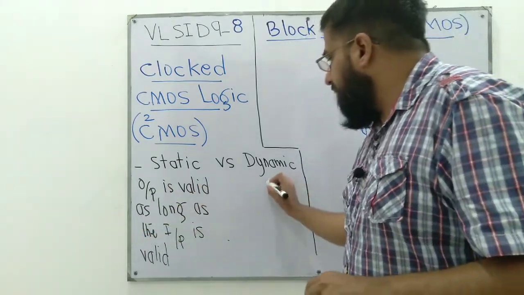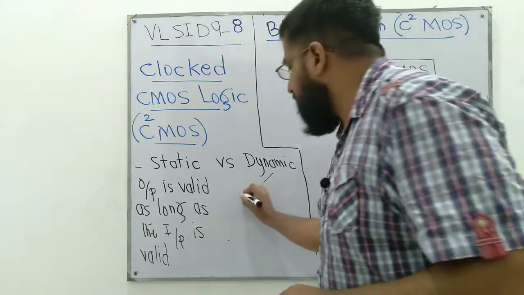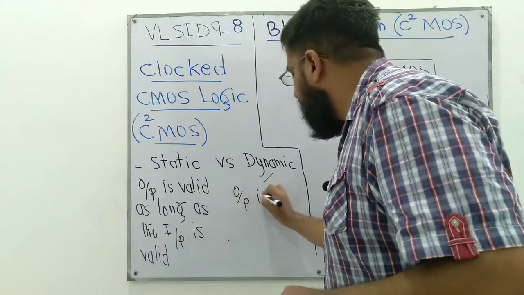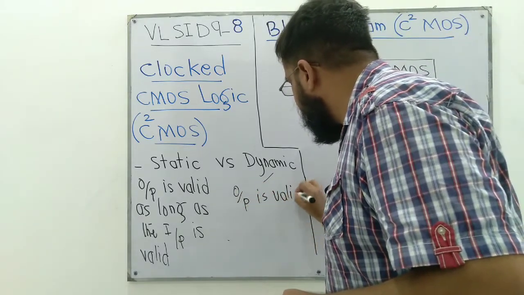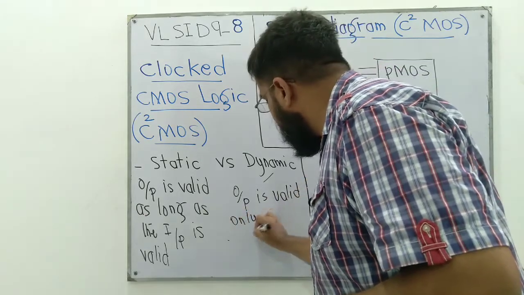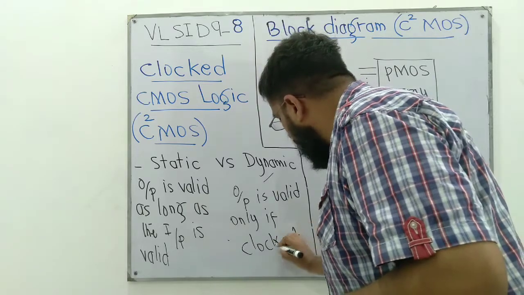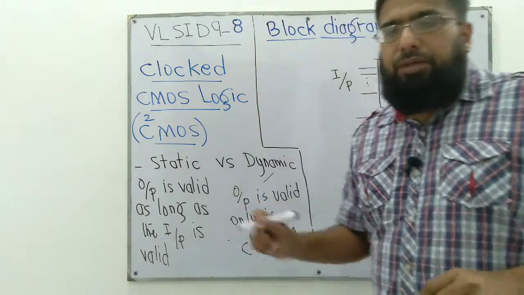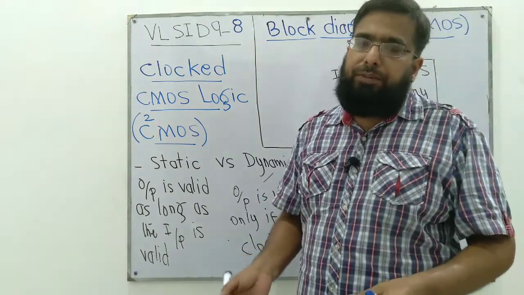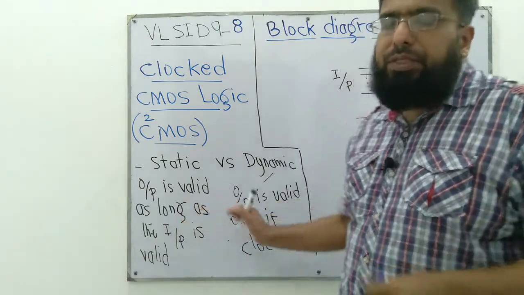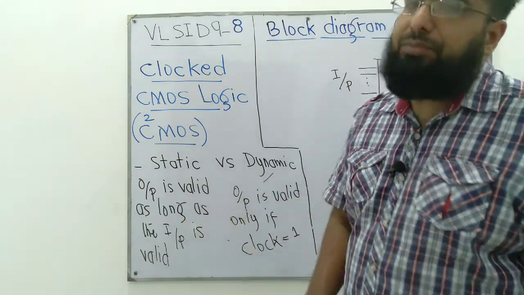But for a dynamic case, even if you apply input, there is a clock. The output is valid only if we have a clock equal to 1. If the clock is present, the output is valid, and if the clock is not present, even if the input is present, the output isn't valid.